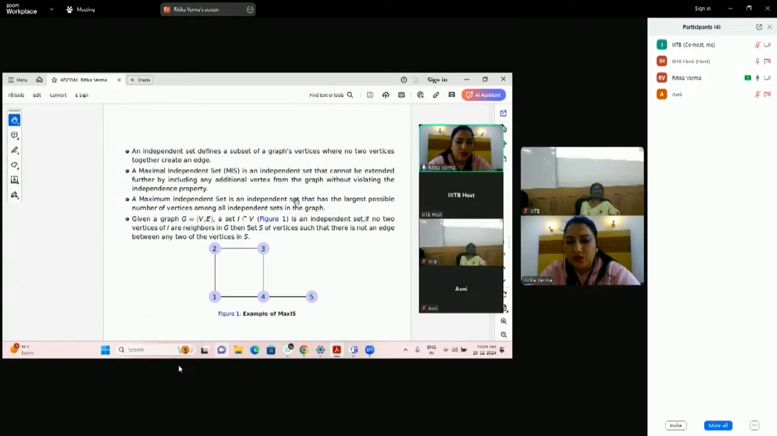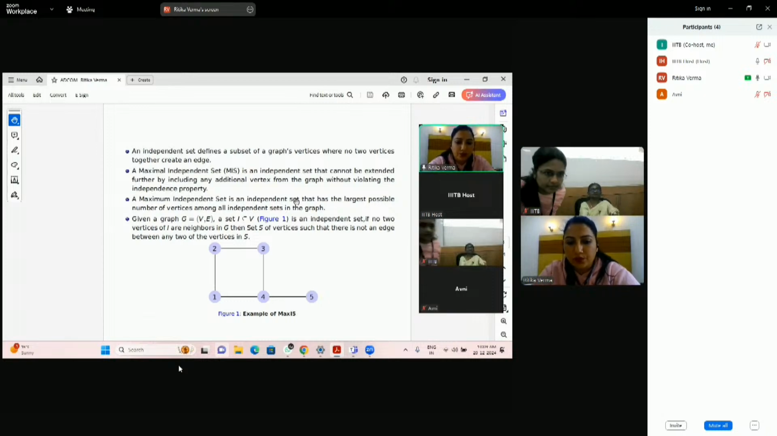We can select any node from the remaining nodes, like we can select node 3, or we can also select node 5. If we select node 3, then remove its adjacent vertices, like 2 and 4 are removed. So the maximal independent set is 1, 3, 5.